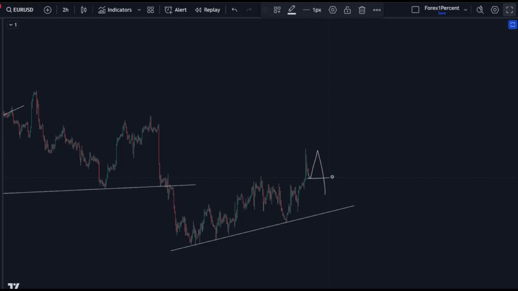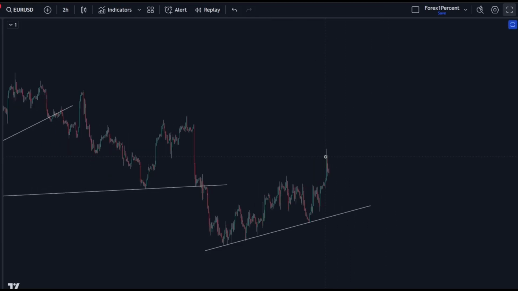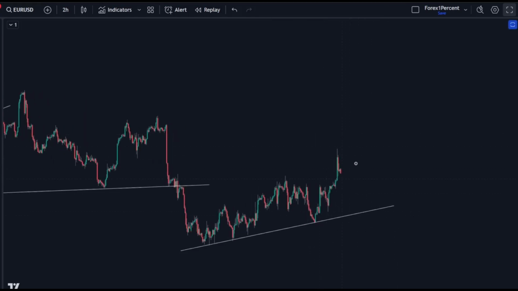Maybe we get an entry here. Or if we had moved back up and maybe we form some sort of head and shoulders, maybe we end up moving a little bit further up and we get something like this. That would also be a good indication of going short here, because ultimately my bias is short on the higher time frames, so I want to look for lower time frames confluence to give me some sort of entry here.